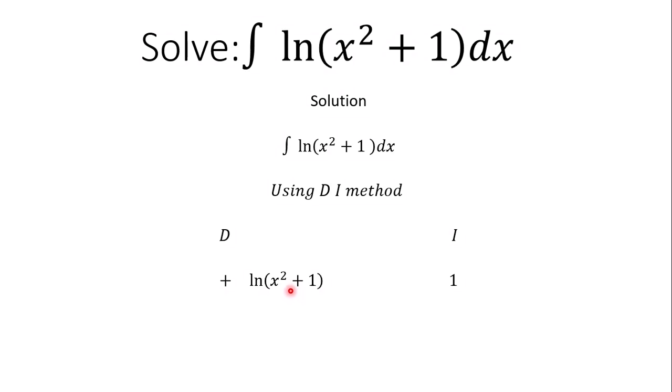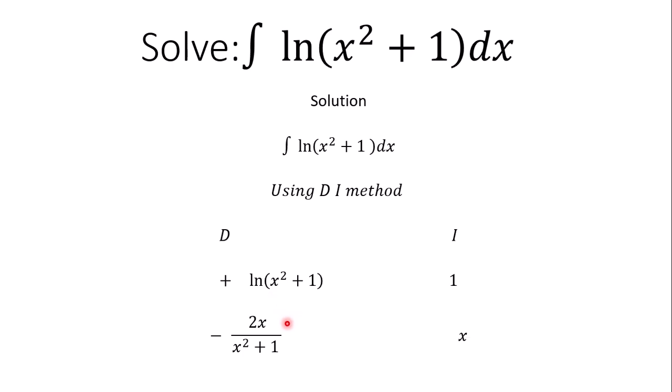Okay, so assuming here becomes u, natural log of u, when you differentiate, you're going to get 1 over u, but u is equal to x squared plus 1. So you're going to get 2x times 1 over x squared plus 1, which will give us 2x over x squared plus 1. Now when you integrate 1, you're going to get x.